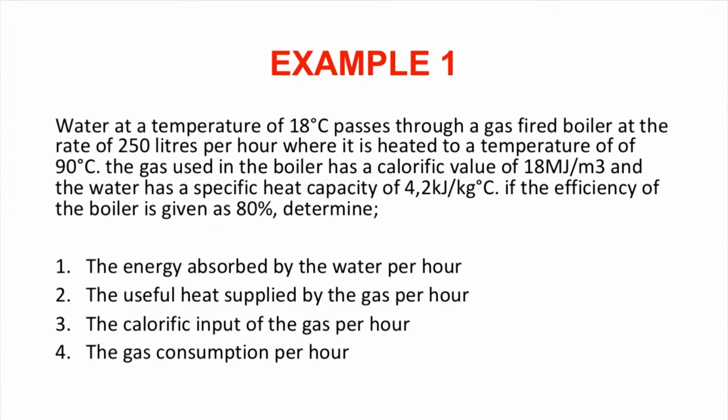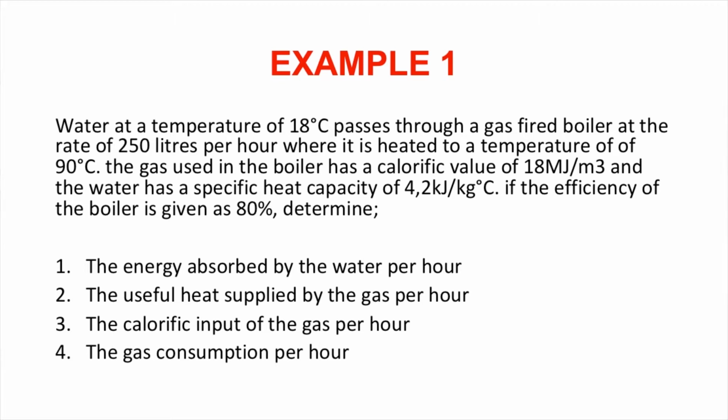Here's an example. They say water at the temperature of 18 degrees Celsius passes through a gas-fired boiler at the rate of 250 liters per hour, where it is heated to a temperature of 90 degrees Celsius. The gas used in the boiler has a calorific value of 18 megajoules per meter cubed, and the water has a specific heat capacity of 4.2 kilojoules per kg degrees Celsius. If the efficiency of the boiler is given as 80%, we need to determine the following.